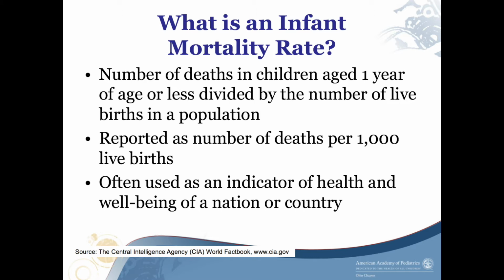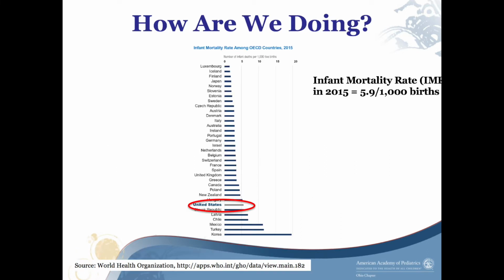This is really important because it is often used as an indicator of health and well-being of a nation or country. Other countries in the world look to different countries for infant mortality rates. Unfortunately, as you can see in this graph, we're not doing very well in the United States. You'll notice the abbreviation OECD up at the top. OECD stands for the Organization for Economic Cooperation and Development. Most of these countries on this list are OECD countries and are defined as mostly developed countries. They have a high economic income. They have a shared goal of promoting democracy and the market economy.